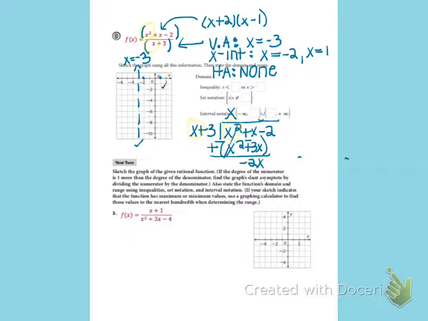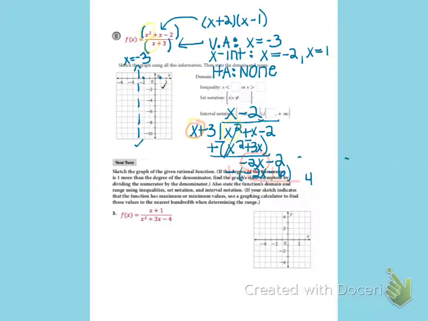I'm going to bring down the negative 2, and then I'm going to divide again, so now I'm going to see how many times does x go into negative 2x, and it goes in there minus 2 times. Negative 2 times x plus 3, I'm going to then subtract that, and that's negative 2x minus 6, which when I change that to addition of the opposite, that's going to leave me with a remainder of positive 4.